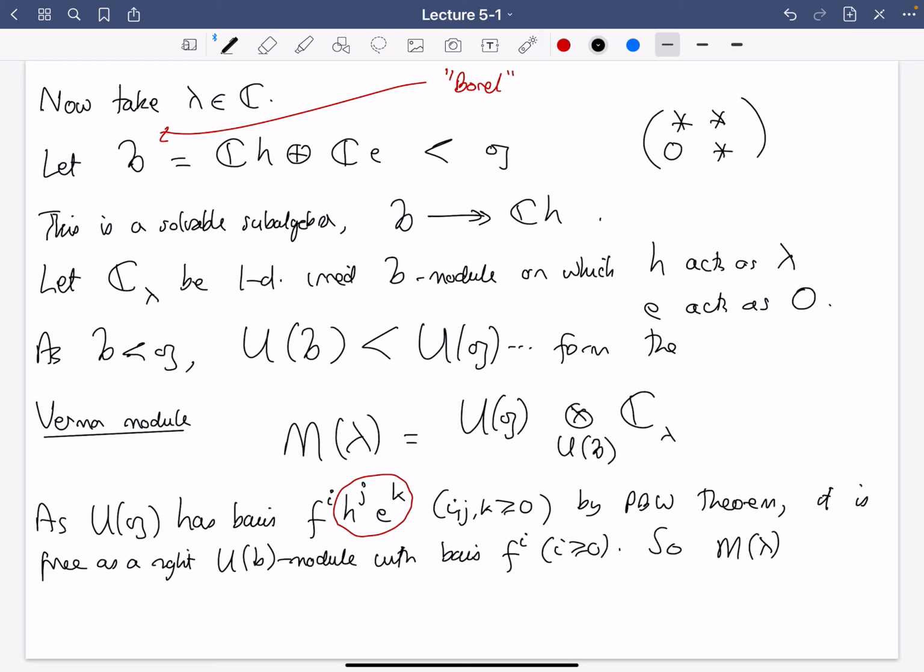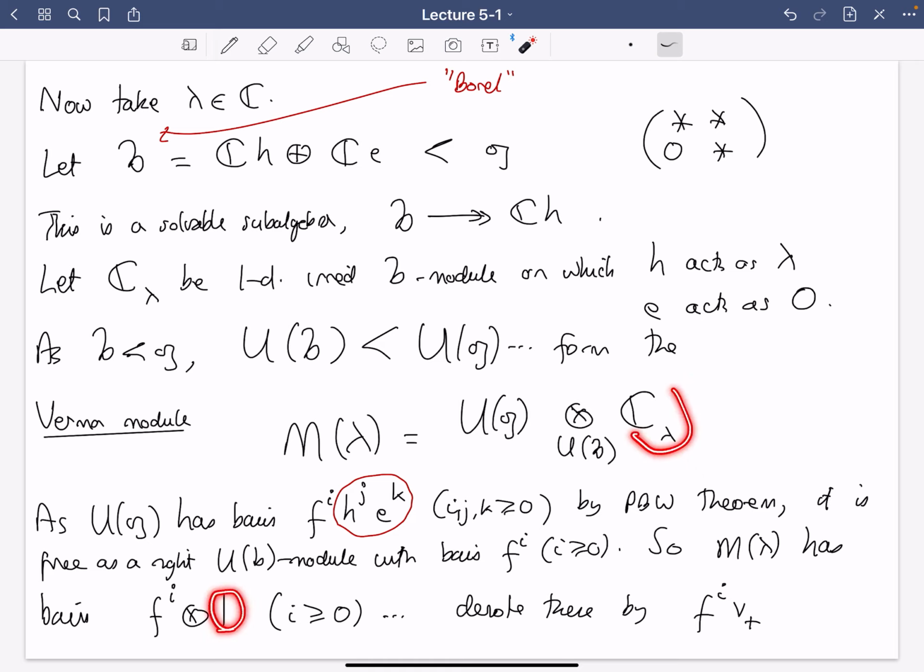It follows that M of lambda just has basis as a vector space just by applying these basis elements for U of G as a free right U of B module to a basis for the module we were inducing, but that was one-dimensional. So this was the 1 in that one-dimensional module I was inducing, and I'm going to denote that linear basis for the Verma module by f to the i v plus.